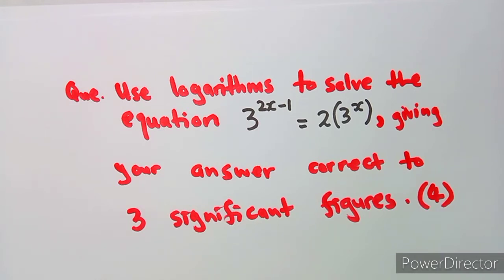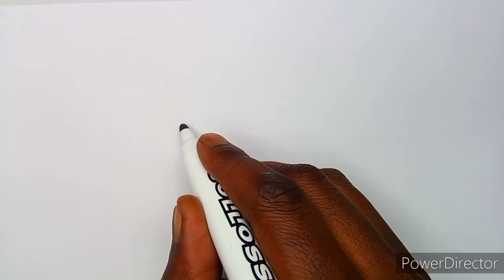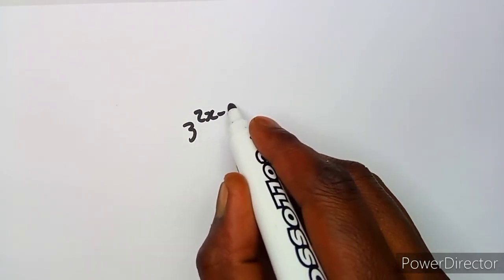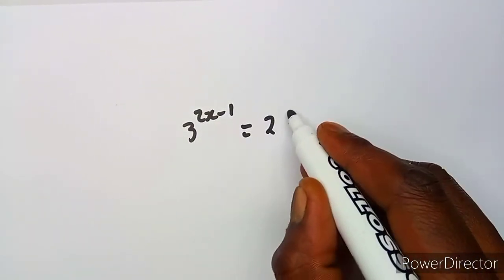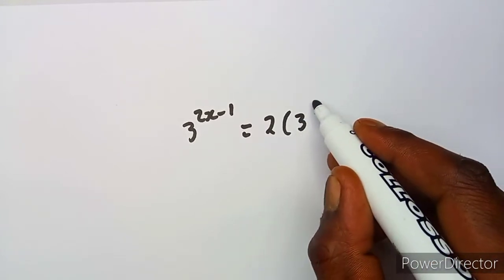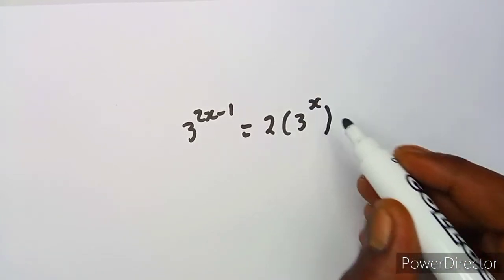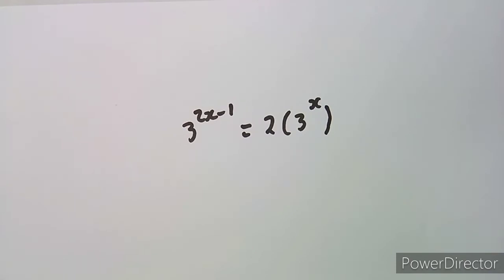All right, then there is another type of question that we might have, like this one, where I'm given to use logarithms to solve the equation, giving your answer correct to 3 significant figures, and that is 4 marks. Taking this equation, I have 3 to the exponent of 2x minus 1, which is equivalent to 2 by 3 to the exponent of x. Yes, it's true that I can apply the logarithms. It's fine. I can just introduce logarithm, let log, and so forth.